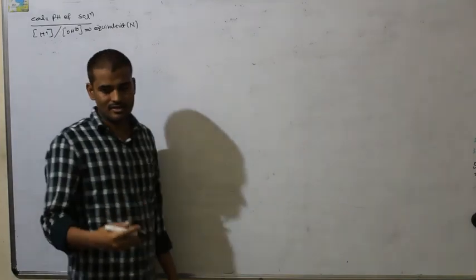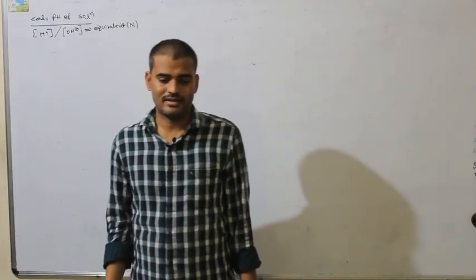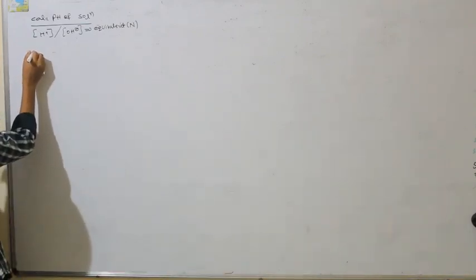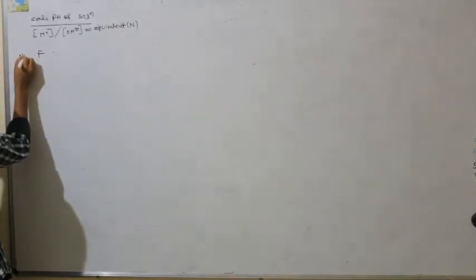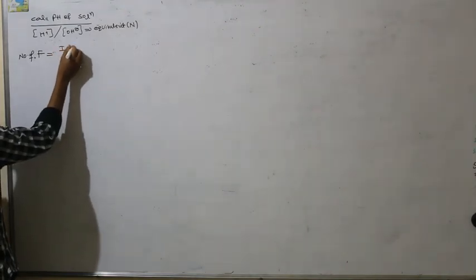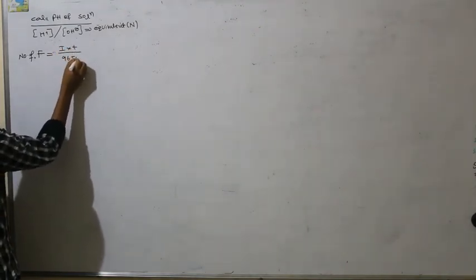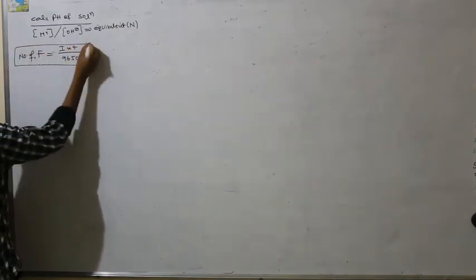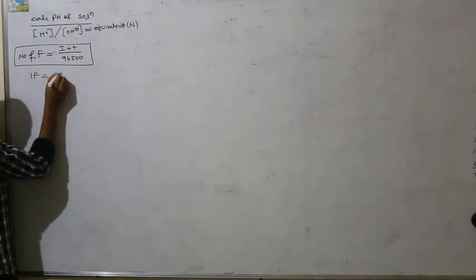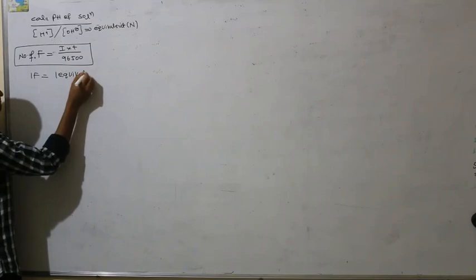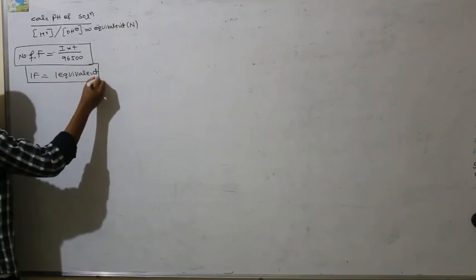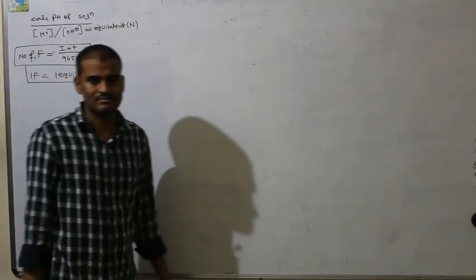In the electrolysis process, we pass the current, no? You have to calculate the number of Faradays. The number of Faradays formula, reminding you, is number of Faradays equals I into T by 96500. This is the number of Faradays formula. So 1 Faraday is equal to 1 equivalent. This formula, don't forget: 1 Faraday equals 1 equivalent.